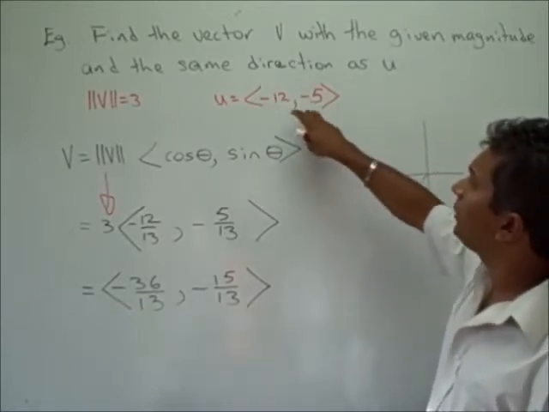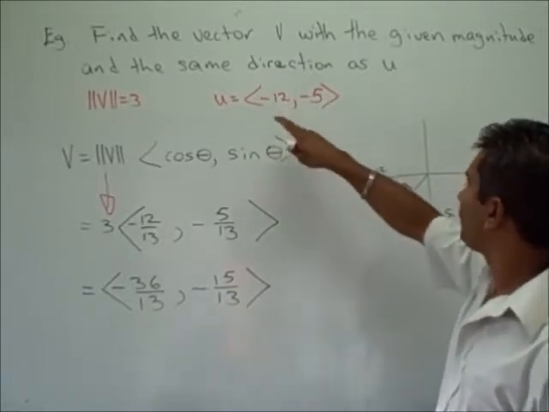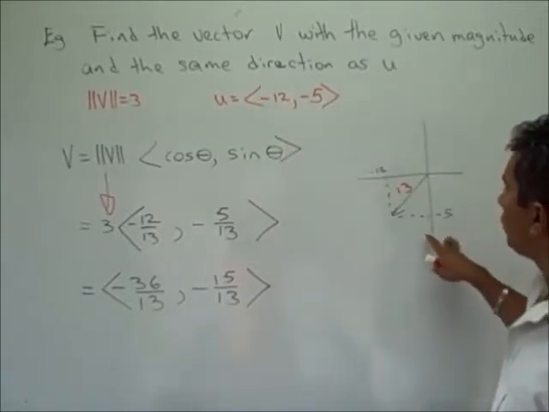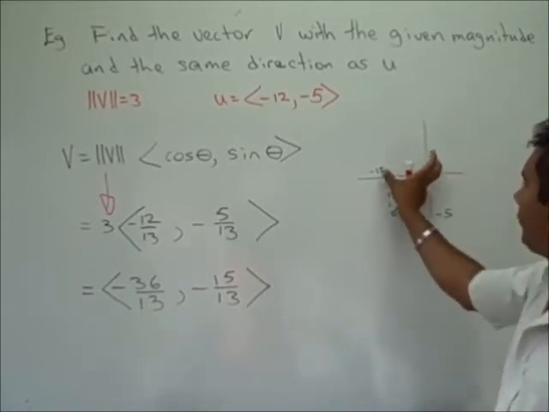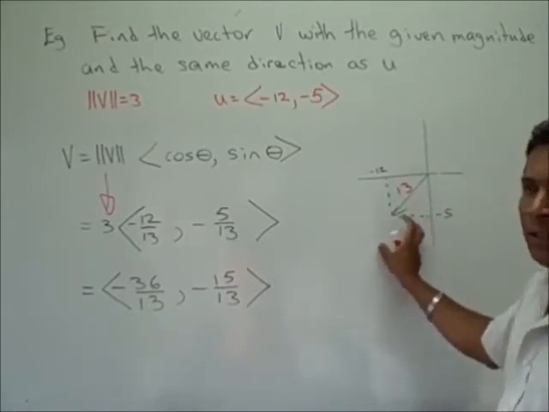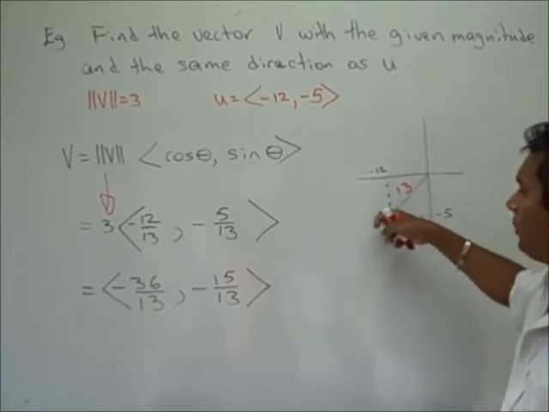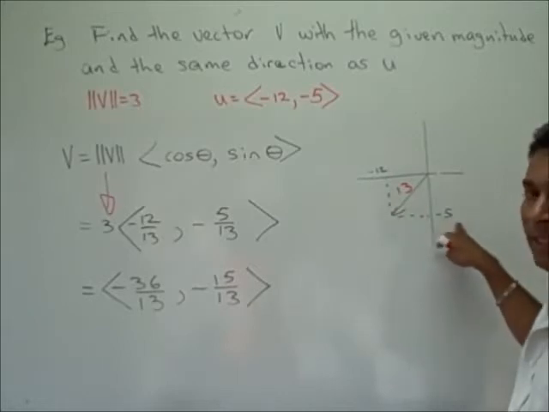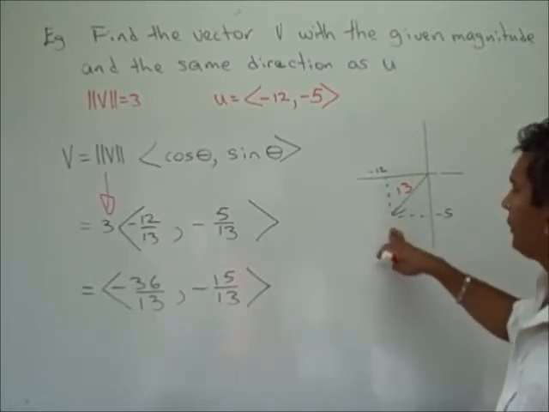We know tan theta is equal to b over a, which is the same thing as our y over x. So if we were to draw this on our rectangular coordinate system, this side would be negative 5 and this side would be 12. Using our Pythagorean theorem, we can get the hypotenuse to be 13. 12 squared plus 5 squared is 169, and the square root of that is 13.